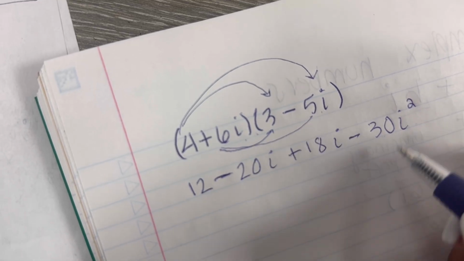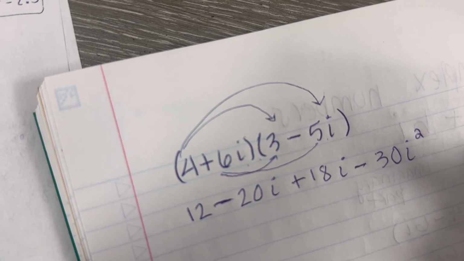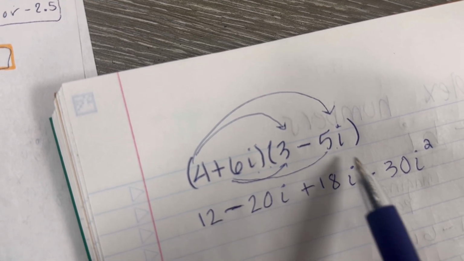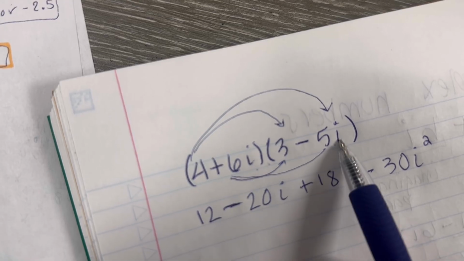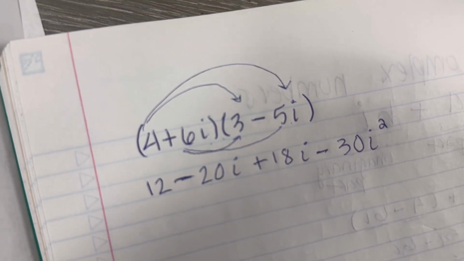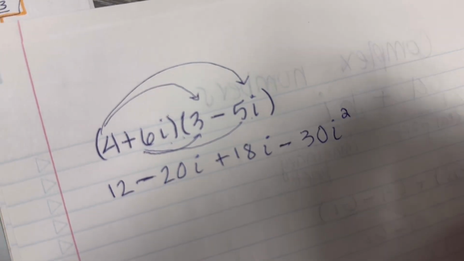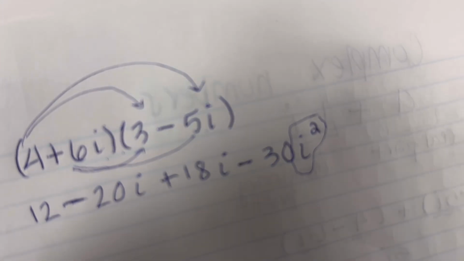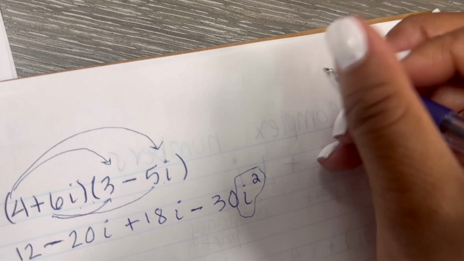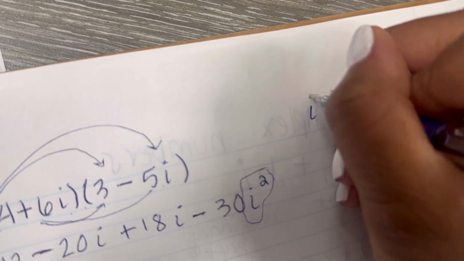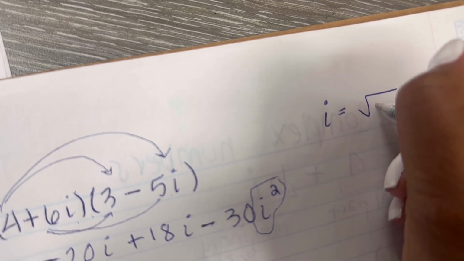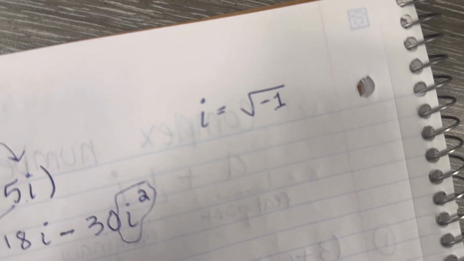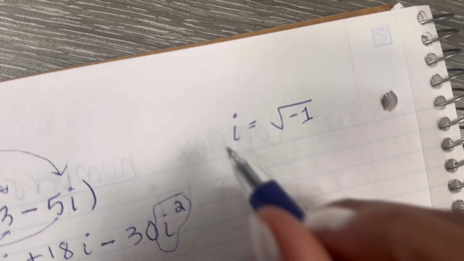i times i is i squared. You can think of these like x's. 6 times negative 5 is negative 30. x times x is x squared. It's the same idea. Now we're going to go ahead and simplify down more. Make sure you circle your i squared. That's important to know. i is the square root of negative 1. Watch my imaginary video if you don't understand that. We call the square root of negative 1 i.